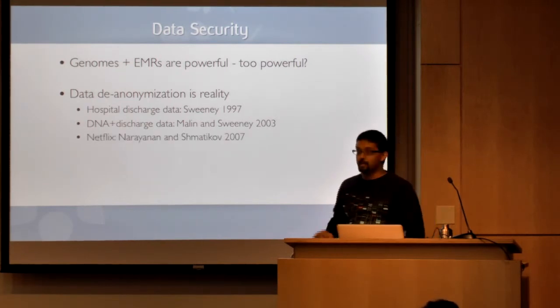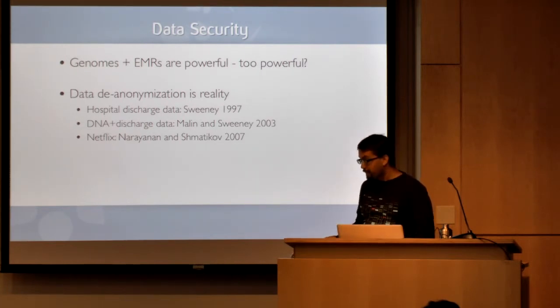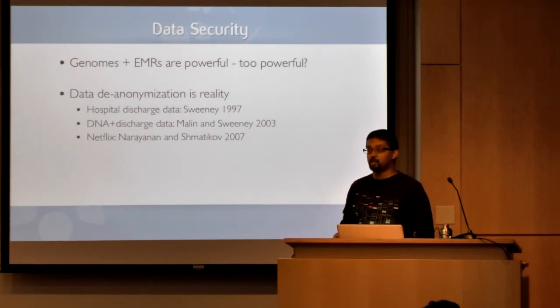In 2007, many of you are probably familiar with this work, Narayanan and Shmatikov were able to de-anonymize the results from the Netflix Prize data set and actually map users back to their particular preferences. And this isn't just an idle possibility. There's going to be a talk in a couple of weeks at the Personalized Medicine Conference titled Genome Hacking, where he shows that it's actually possible to take whole genome data and de-anonymize it even when it's been stripped of identifying information.